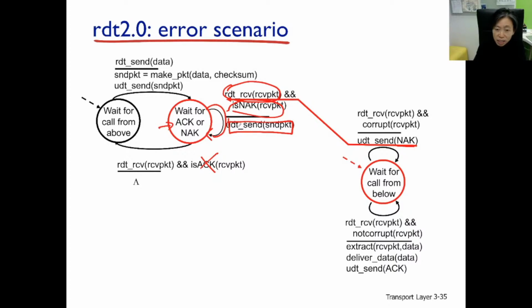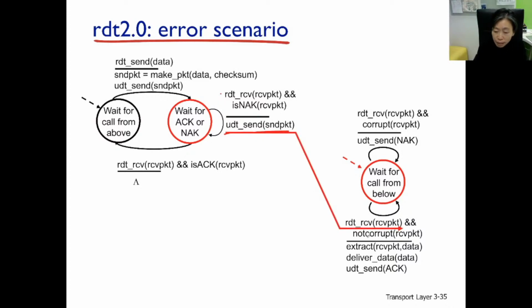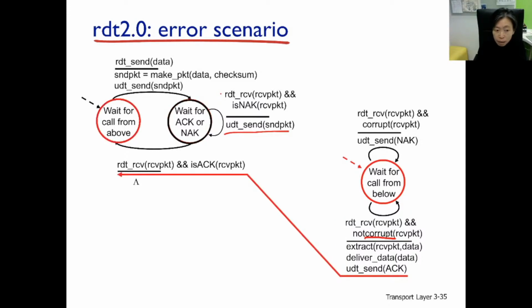So UDT send packet is what? Retransmission of the send packet generated earlier. Okay, and sender here stays in the wait for ACK or NAC state. So this is taken and the packet is being sent again. But the second time, yeah, we're lucky. Second time it's not corrupted, therefore we trigger this transition and another packet is being sent back. And this transition now, because the condition is matching, we do nothing and we return. The sender returns to wait for call from above state.